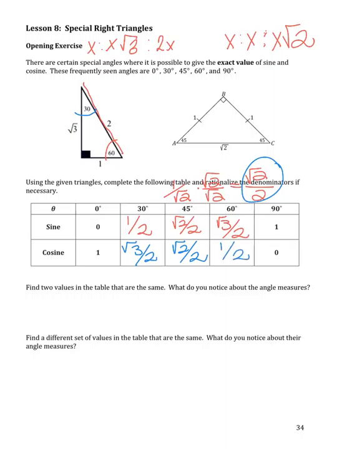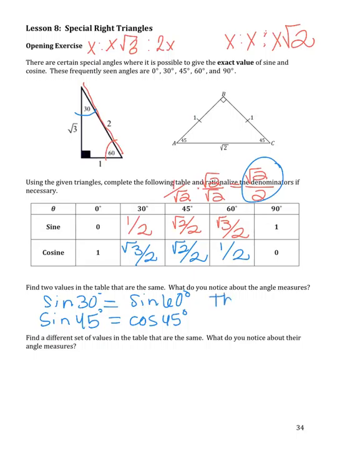So now it says to find two values in the table that are the same. As you can see, sine of 30 is equal to the cosine of 60 degrees. We have the sine of 45 is equal to the cosine of 45. And we also have the cosine of 30 equal to the sine of 60, but they only asked us to find two. So what do you notice about the angle measures? That their sum is equal to 90 degrees.